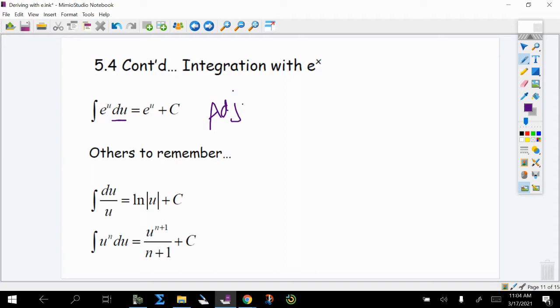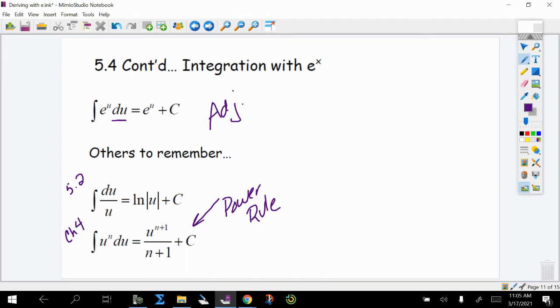So the other forms that show up a lot, even with e's, are du over u. That is your natural log integral. That's what we did in section 5.2. And then your basic power rule. That's what this last one is, just seeing that we have u to a power. So that comes from what we did in chapter 4. So this is from 5.2, and this is from the end of chapter 4.